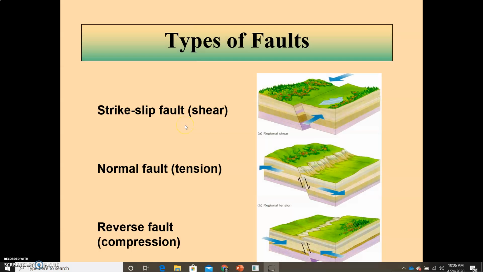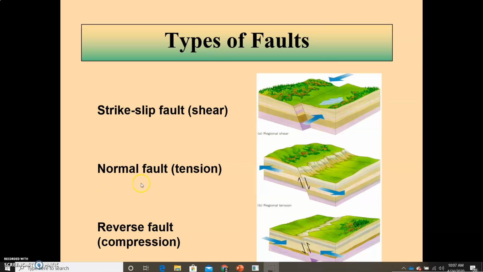So types of faults, here's kind of from your book, they show some of these block models. So here's the famous strike slip fault, or also they call it a shear fault. And this is the one that takes place in California. So you're going to have two different blocks, and these blocks move in opposite directions. So this block is going to move in this direction relative to this direction here.